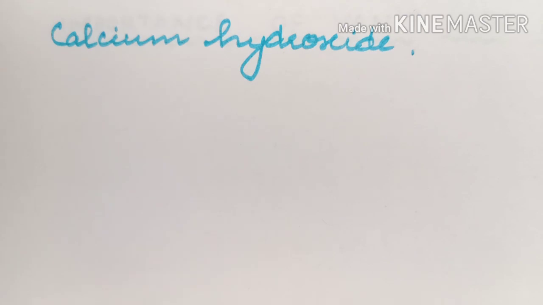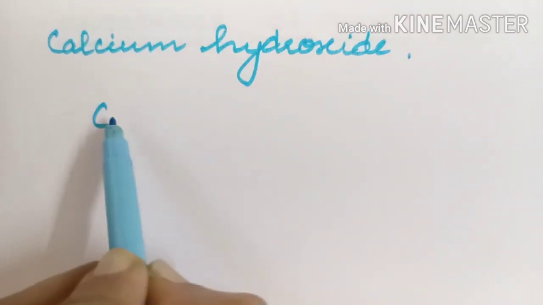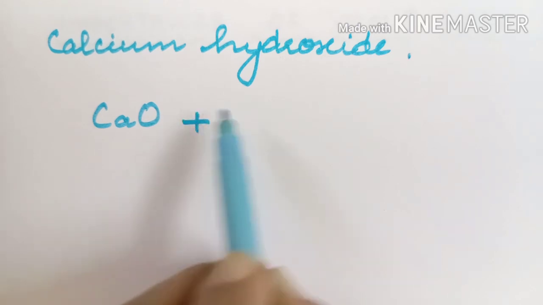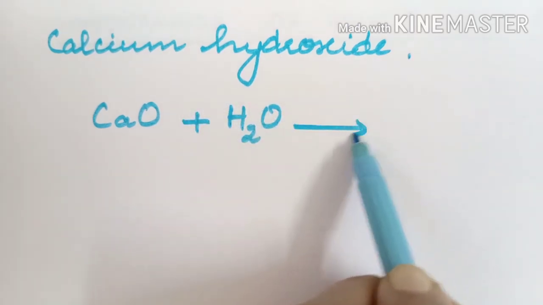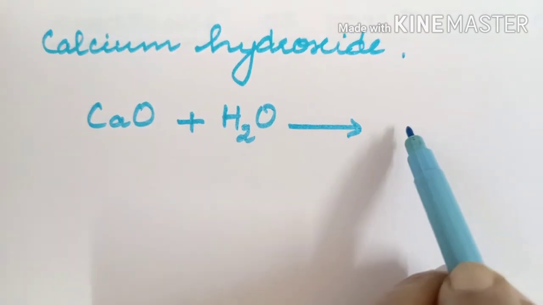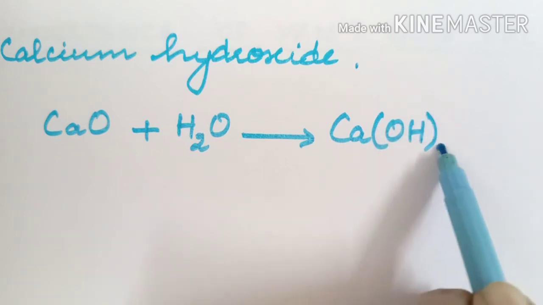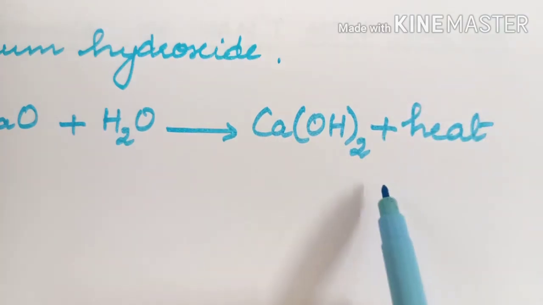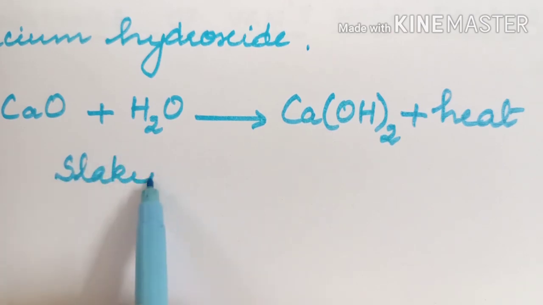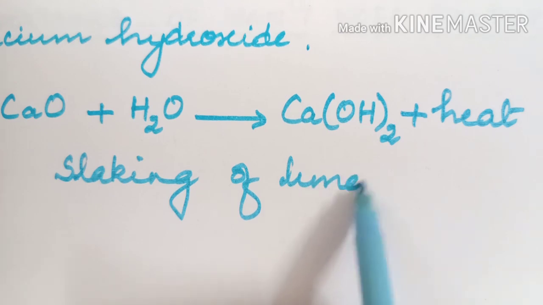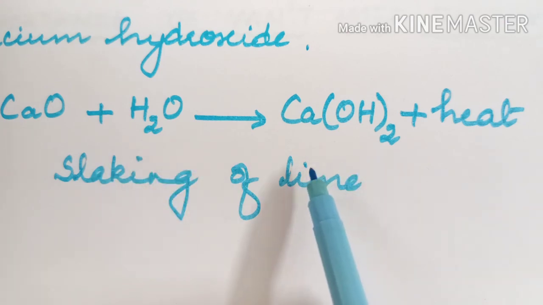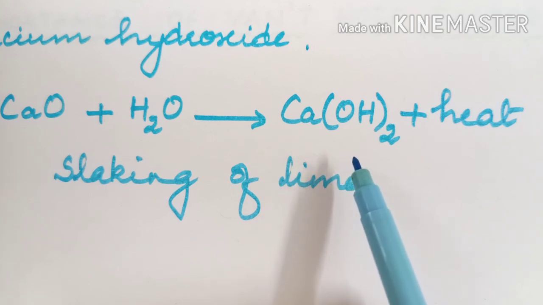Now we shall see the preparation of calcium hydroxide. We begin the preparation of calcium hydroxide from quicklime. What is quicklime? It is calcium oxide. When a little amount of water is added to quicklime, it results in calcium hydroxide, and the reaction is found to be exothermic in nature. This reaction is known as slaking of lime. What is lime? Lime is quicklime, that is calcium oxide. So calcium oxide on reaction with water forms calcium hydroxide, which is otherwise known as slaked lime.